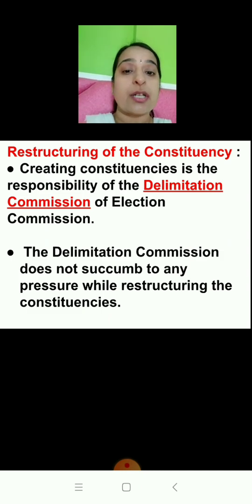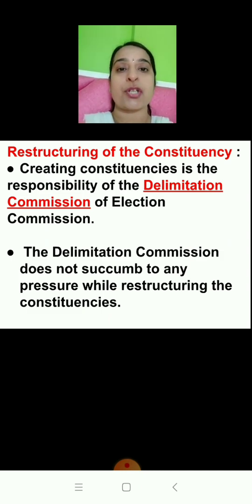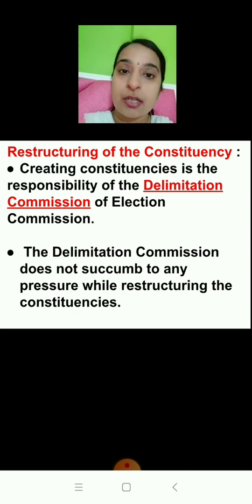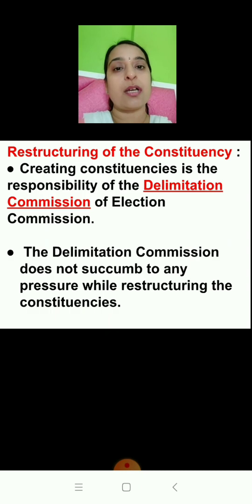And the Delimitation Commission does not succumb to any pressure. There is no pressure on them when they are restructuring the constituencies. So it is solely the responsibility of the Delimitation Commission of the Election Commission to restructure the constituency.